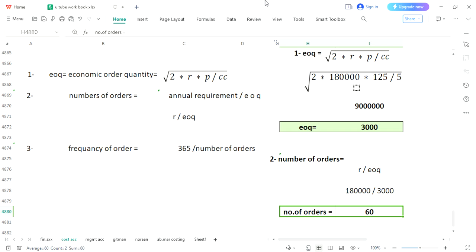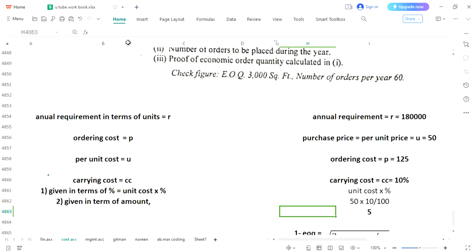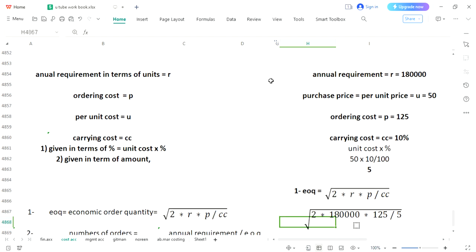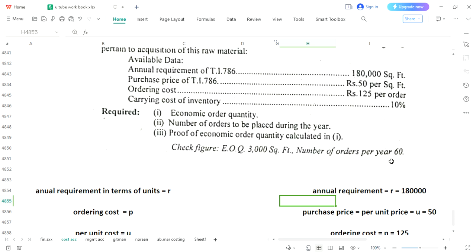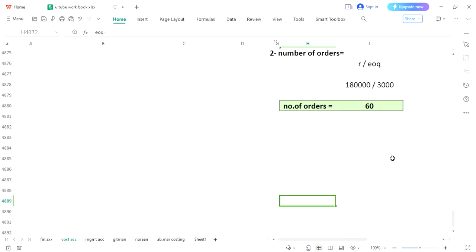And now let's mark it as completed. And we are highlighting it. Second answer, number of orders 60. And you have also verified that answer. Two answers we have calculated. Economic order quantity 3000 and it's present over here 3000. And second answer was number of orders 60. Number of orders we have calculated as 60.